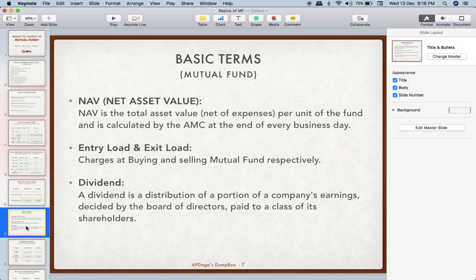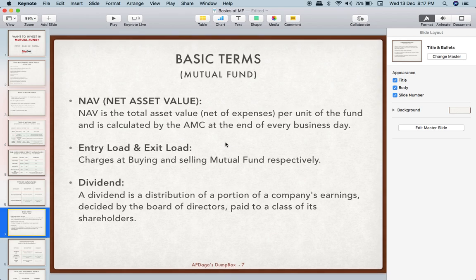After that, there are some basic terms you should understand. First one is NAV, net asset value. It is just like the price of a share. Since one mutual fund consists of multiple shares, they decide its NAV. It is similar to the price of one unit of mutual fund. Its official definition is: NAV is the total asset value per unit of the fund and is calculated by the AMC at the end of every business day. At the end of every business day, they calculate NAV and NAV gets updated.